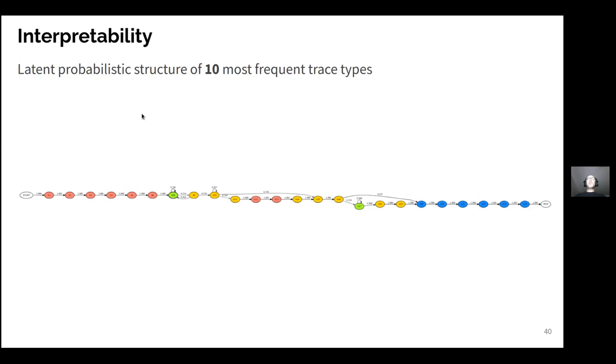For example, this graph is from taking the 10 most frequent types of simulation executions. Everything starts the same, and actually ends up sampling the same sequence of random numbers until this point at A26, where you can do multiple things.